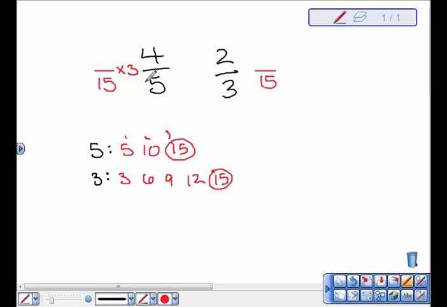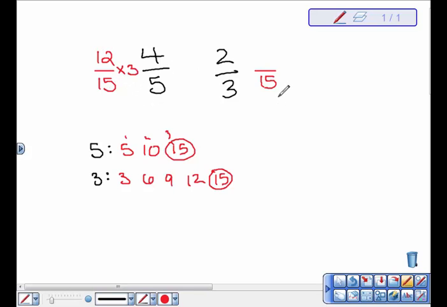If I multiply the denominator by 3 to get 15, I have to multiply my numerator by 3, and that will give me 12. So an equivalent fraction to 4/5 is 12/15.